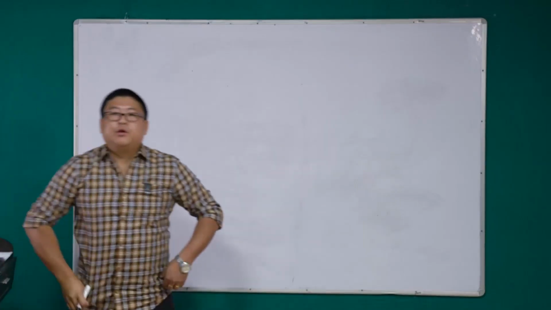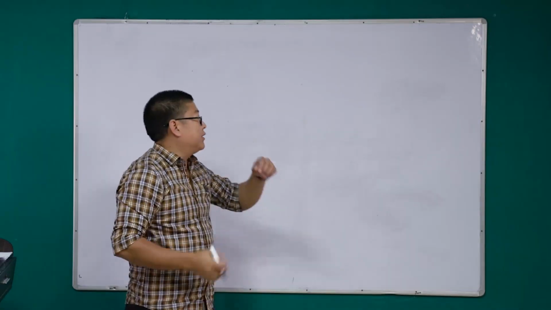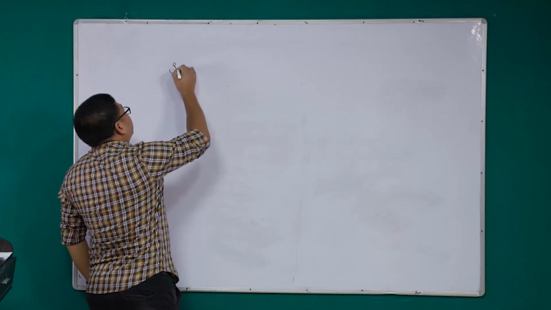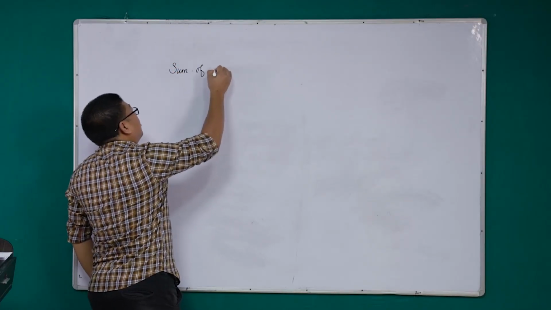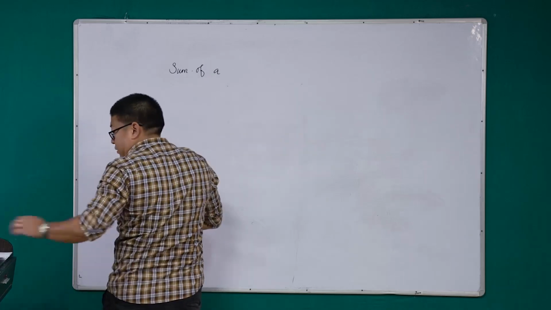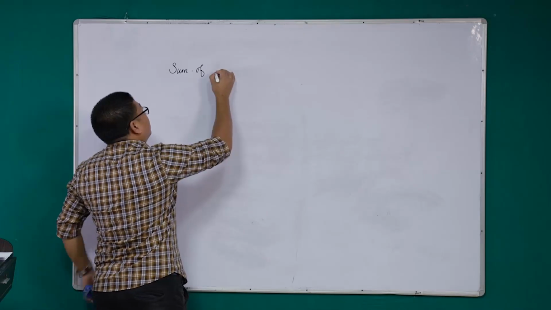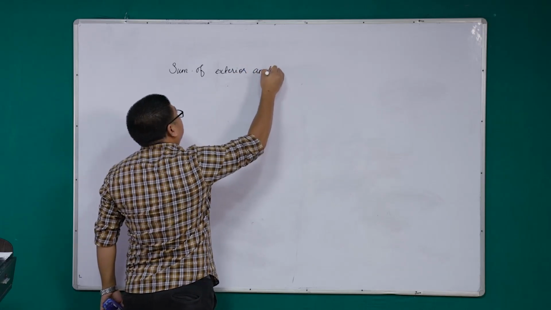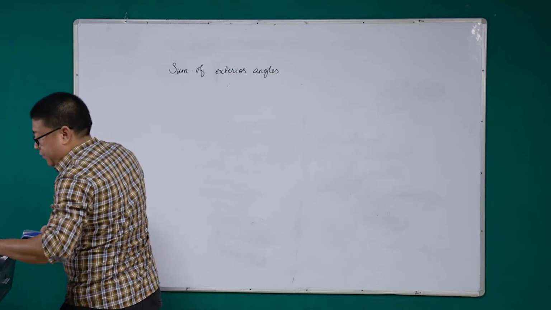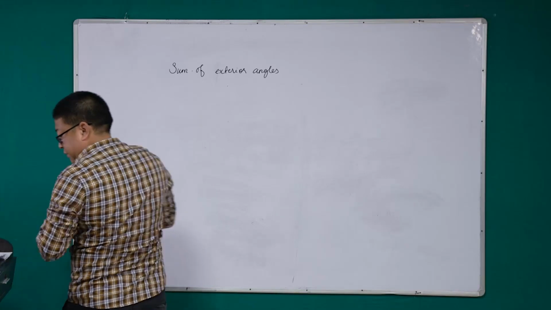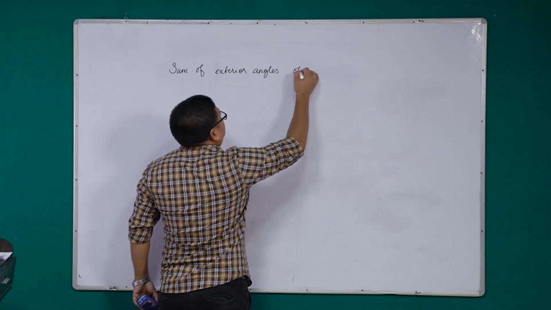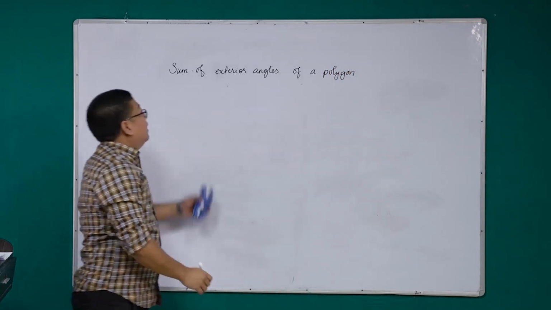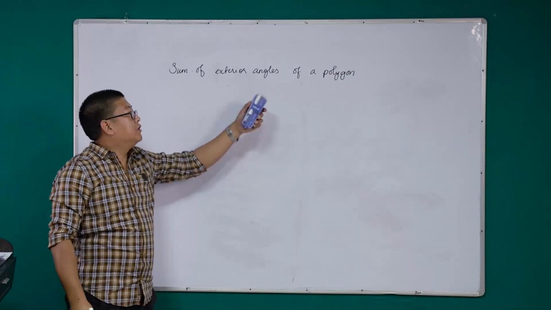All right, before we continue with the next exercise, we'll just have a quick look at the concept. Now, the next thing that we are going to learn is sum of exterior angles of a polygon. Now, sum of exterior angles of a polygon.